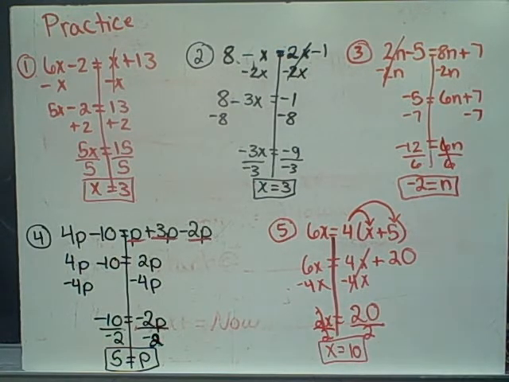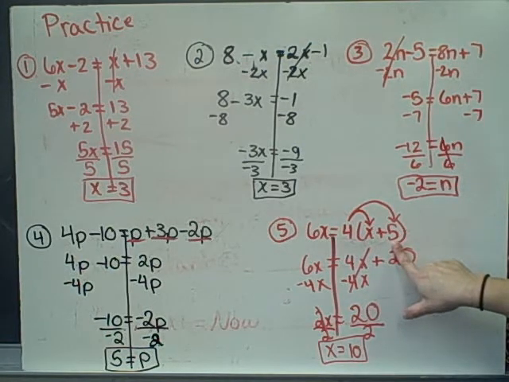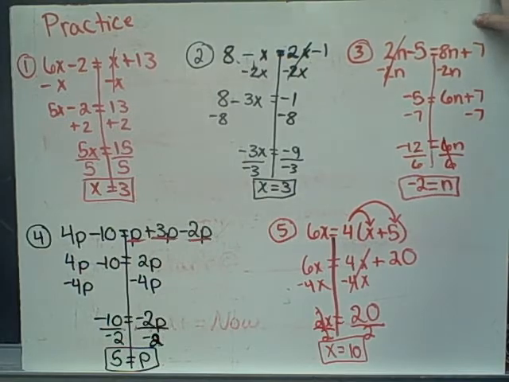And if you needed to, which you always do, if you want to know to get 100, you plug it back in. 6 times 10 is 60. And then if I look at my other side, I would have 10 plus 5, which is 15. 15 times 4 is also 60. So I know that my sides would equal and that 10 is the correct answer.